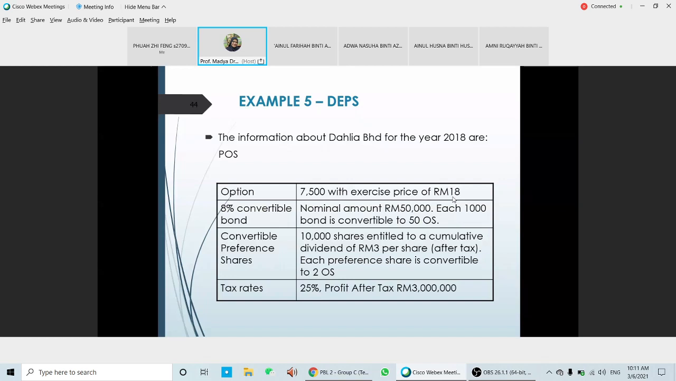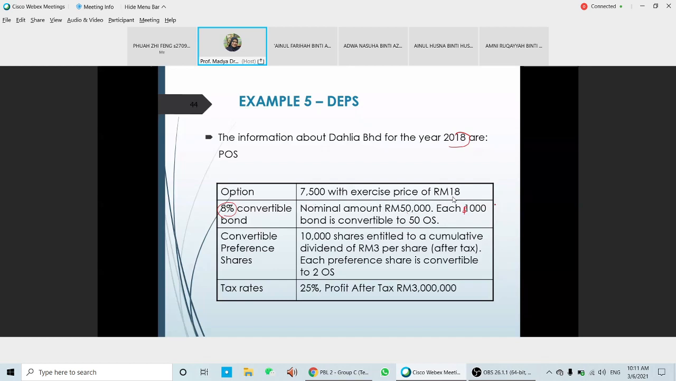So example 5 here is about Dahlia in the year 2018. Dahlia has options of 7,500. The price here is 18. And then it has a convertible bond, 8% convertible bond. Nominal amount is 50. Each of 1,000 can be converted to 50 ordinary shares.